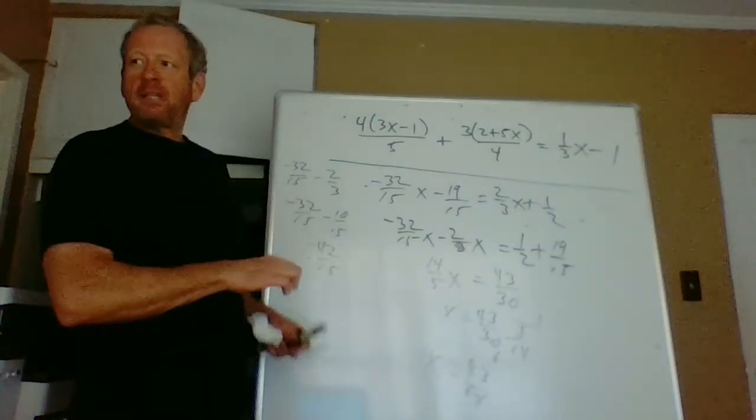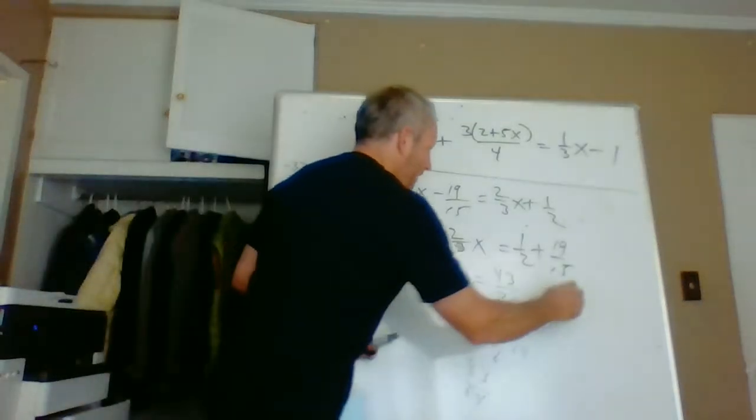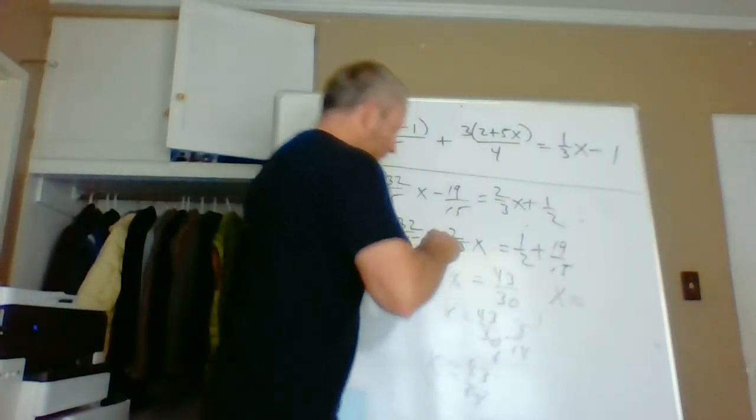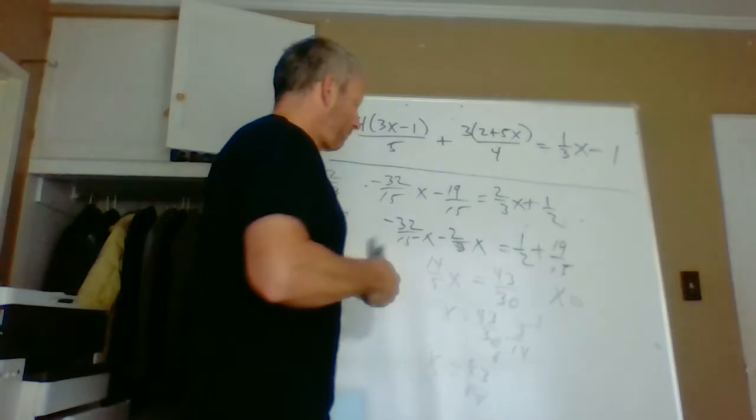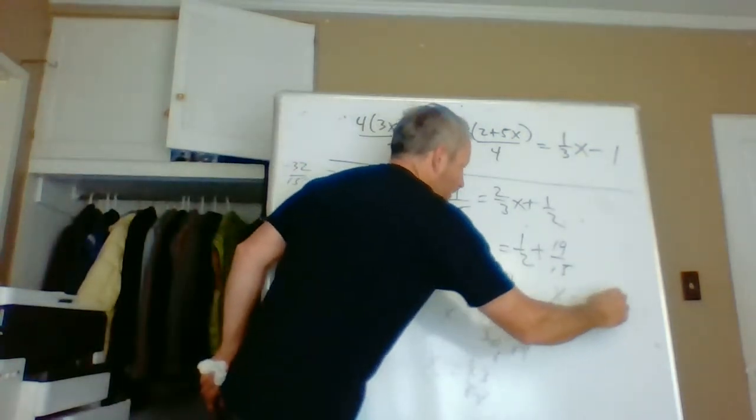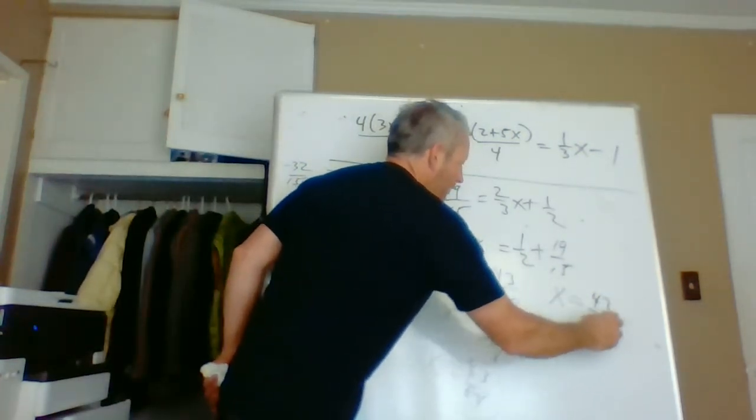Did that make it on the screen? Now let me write it up here. So x equals, get a better marker, 43 over 84.